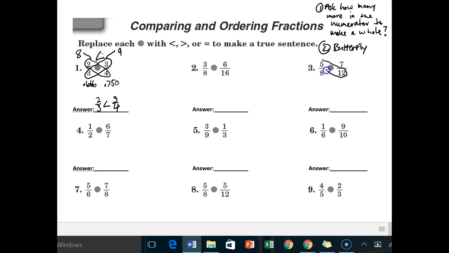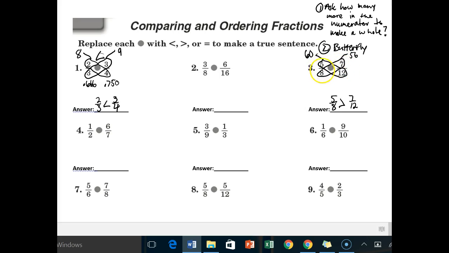So 5 times 12 is 60. 7 times 8 is 56. And then just ask yourself, which one's bigger, 60 or 56? 60 is bigger. So 5/8 is greater than 7/12. And this one also makes sense using the first method, because here I only have 3 numbers to add to 5 to make that a whole. I have 5 numbers to make that 12.